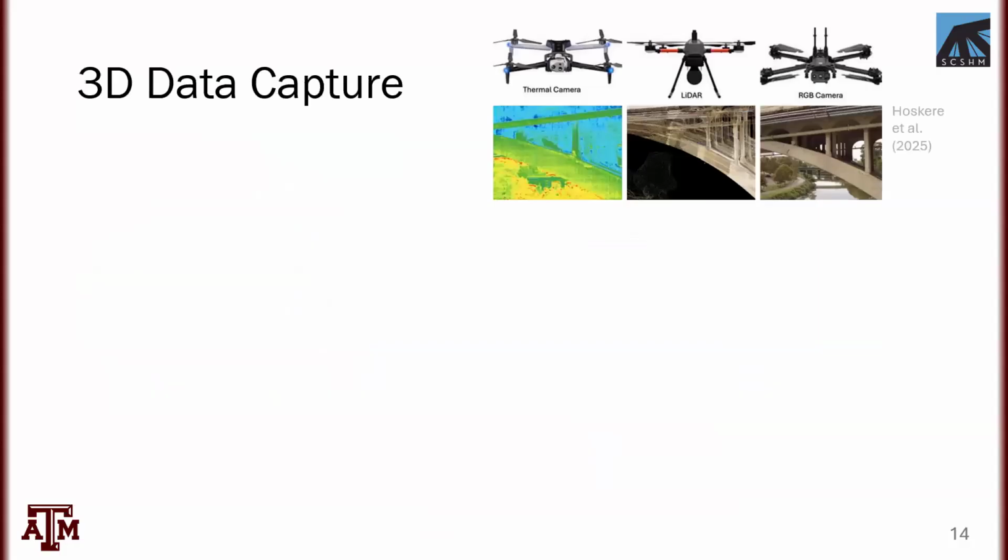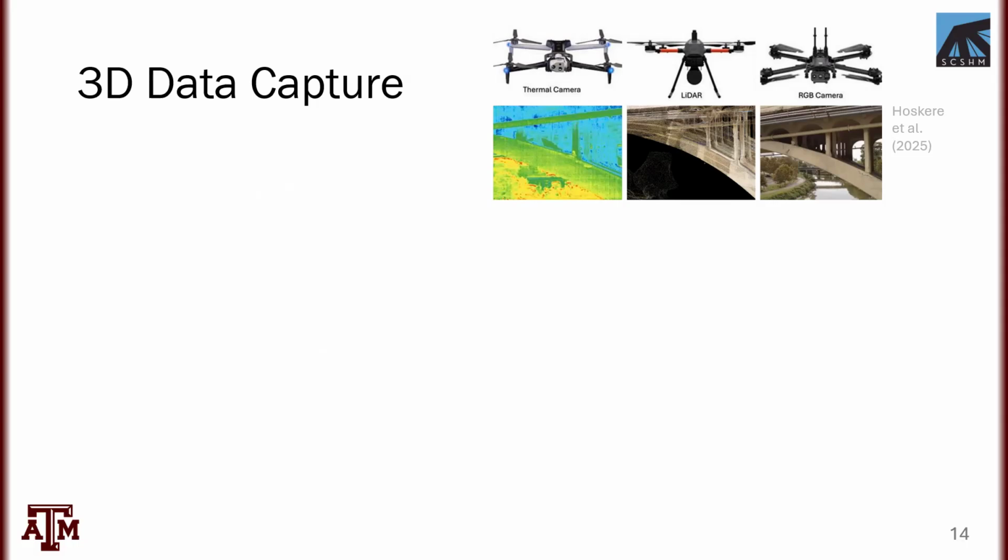So when it comes to visual information, capture and reconstruction of three-dimensional data is really the first and the fundamental step for integrating the visual information. There are a variety of sensors out there. You have your thermal cameras, your LiDARs, your RGB cameras. They could be mounted on pedestals, tripods. They can be mounted on UAVs for those hard to reach areas.